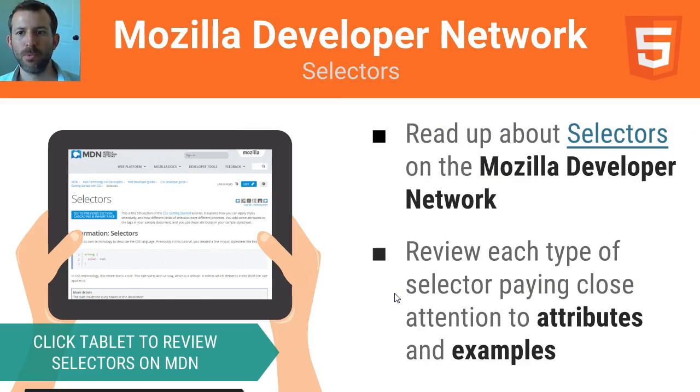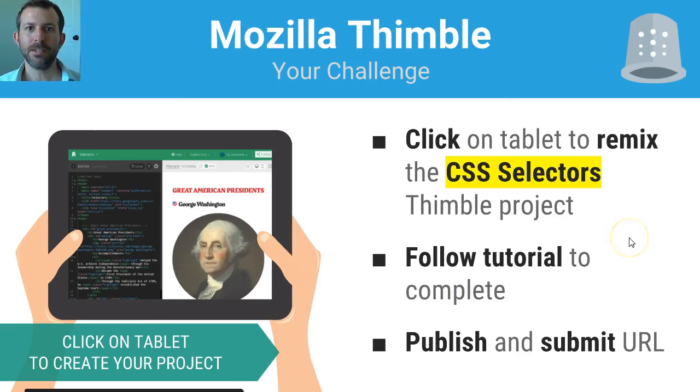So it's very important this week that you do look up the selectors in the Mozilla Developer Network link that I have here. Pay close attention to attributes and examples. And then this is a very long but very important challenge for you to do. A lot of the stuff we talked about today is very abstract. So I want you to get hands-on practice using all the different types of CSS selectors in a real-life context. Make sure you follow the tutorial and you see me with any questions.